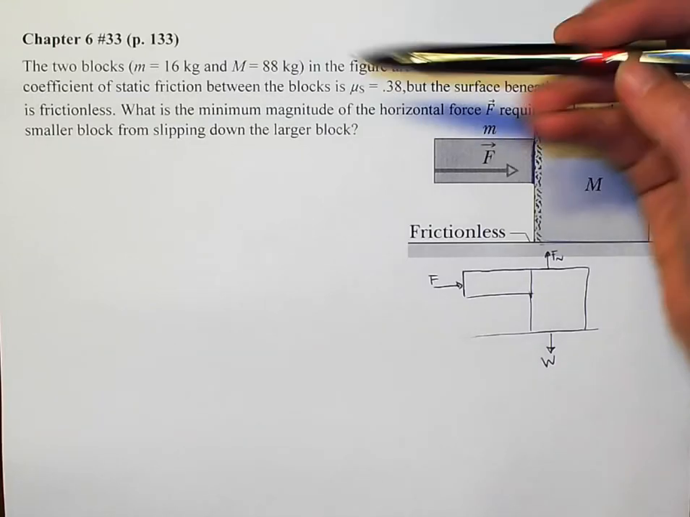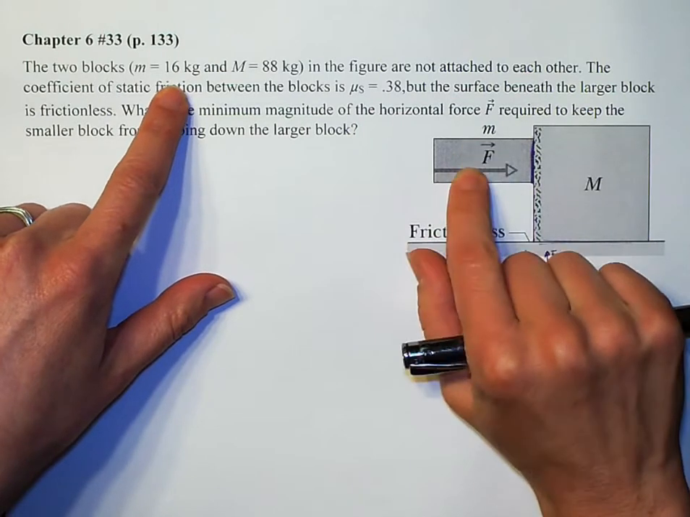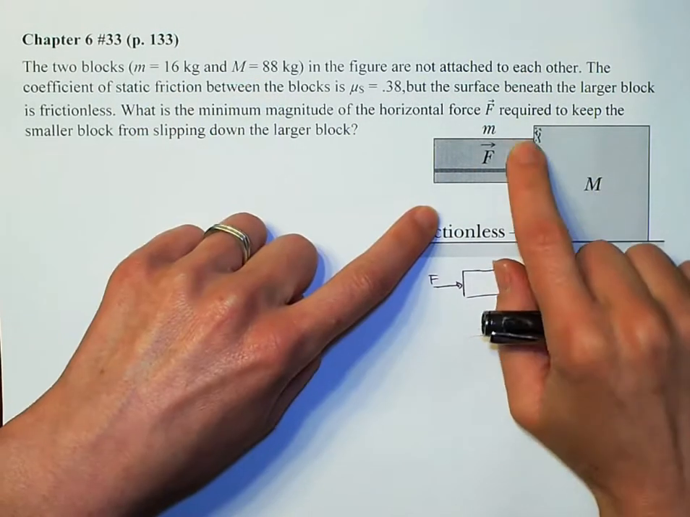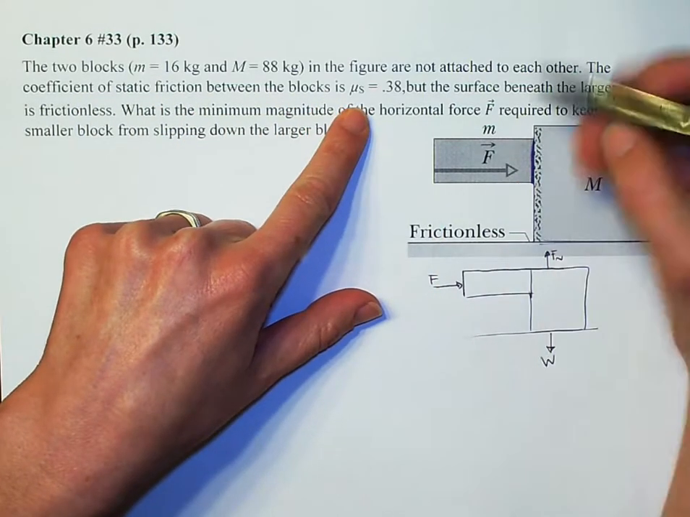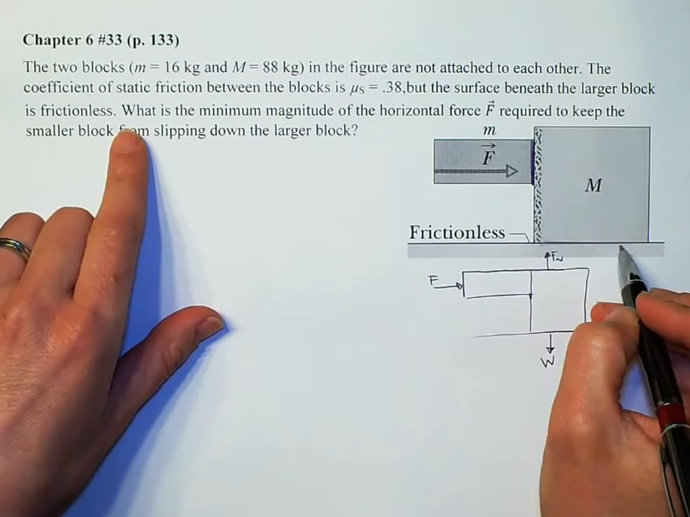Okay, so this is problem number 33 from chapter 6. Here's the situation. We have two blocks. This little one has a mass of 16 kilograms. This one has a mass of 88 kilograms. They're not attached to each other, but we're told about the coefficient of static friction between the two blocks, so that's right here. But then we're also told that the surface underneath is frictionless.